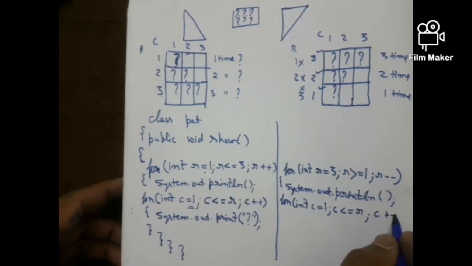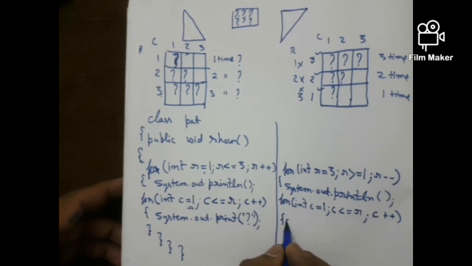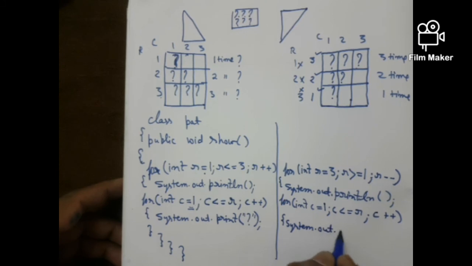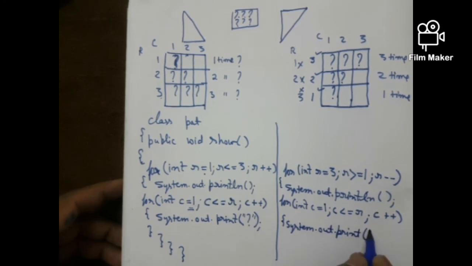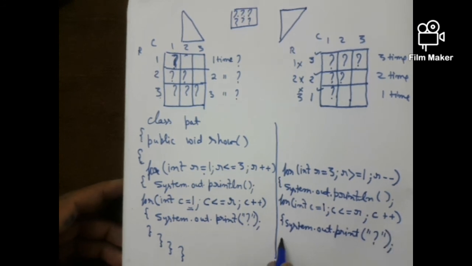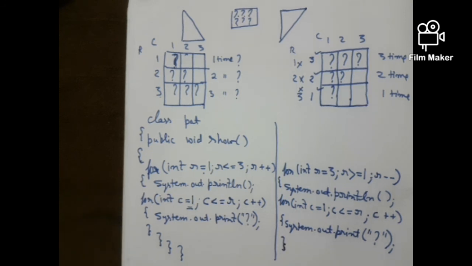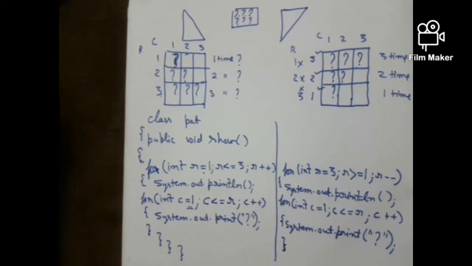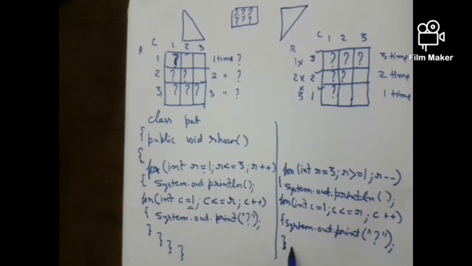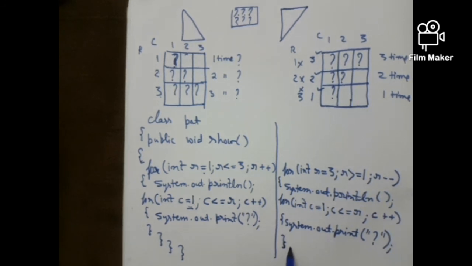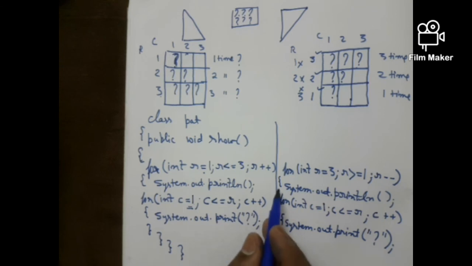So here I will have C++. And after that I will write system.out.print. Print what? Question mark, definitely. All right. So I just wanted to give you a basic idea of how to go about these patterns of printing triangles. Now I will close the outer loop.